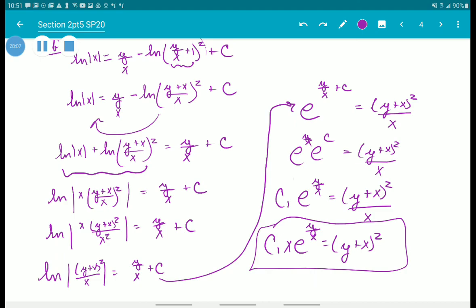But to kind of give you guidance to answer that question, solve for y if you can. If you cannot solve for y, then try to get rid of any ln's or simplify any fractions if you can.